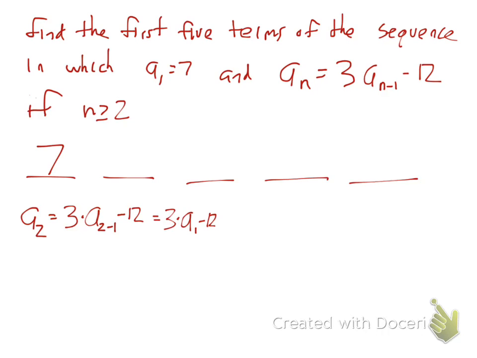We know what a1 is. What's a1? 7. So it's 3 times 7 minus 12. What's 3 times 7? 3 times 7 is 21. 21 minus 12 is 9, right? All that work just to find out it was 9.